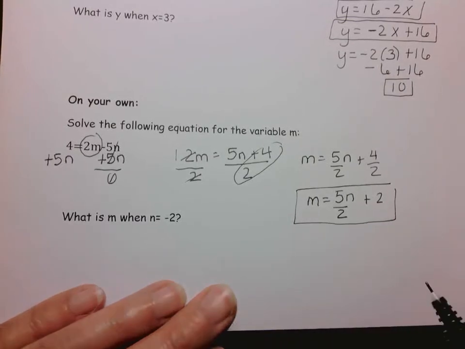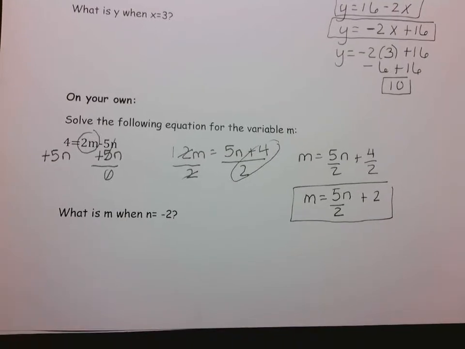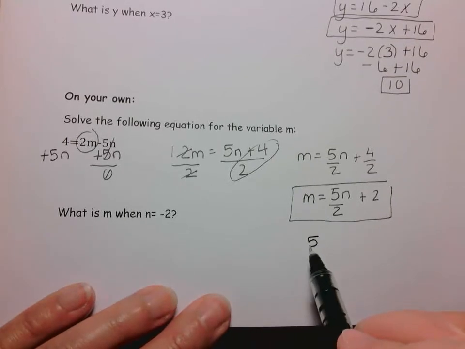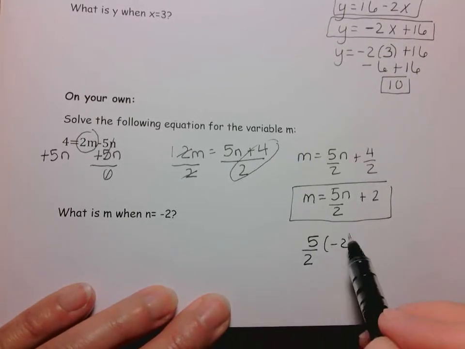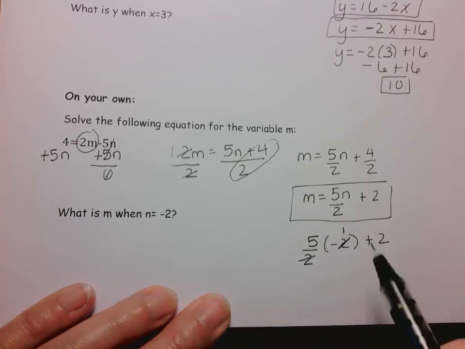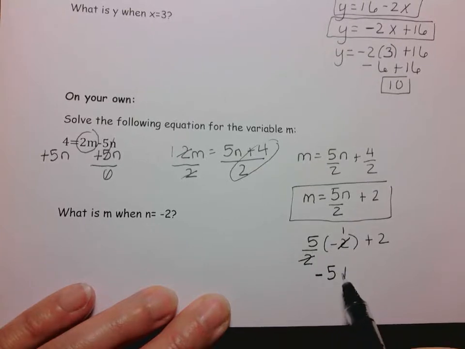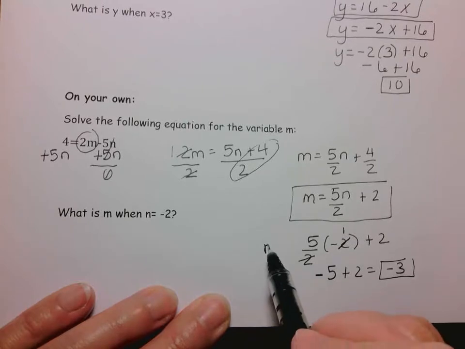Or you could say 5 over 2 times n. Either way, it's the same thing. And so what is m when n equals negative 2? These cancel out, so I'm left with negative 1 up there. So 5 times negative 1 is negative 5 plus 2, which is negative 3. And that's my value of m.